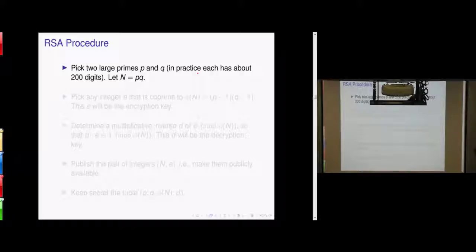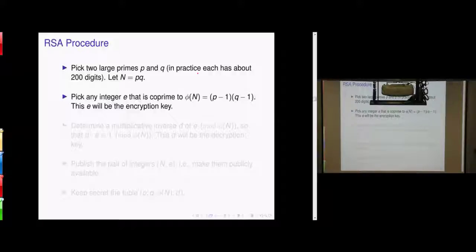First you have to pick two large prime numbers, P and Q. How large? In practice, each has about 200 digits. This is extremely large, 200-digit primes. And now you calculate their product. This is capital N, the product of these two gigantic prime numbers.